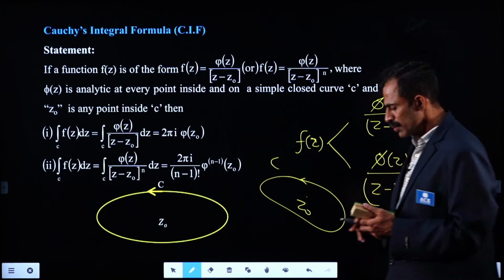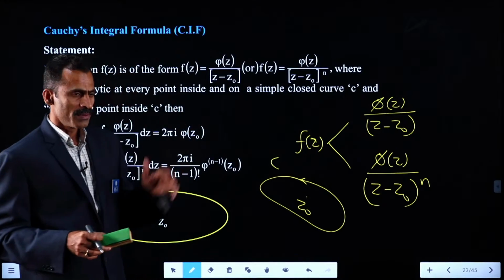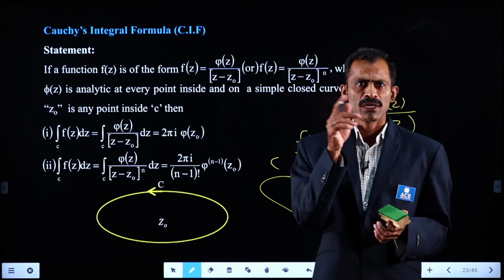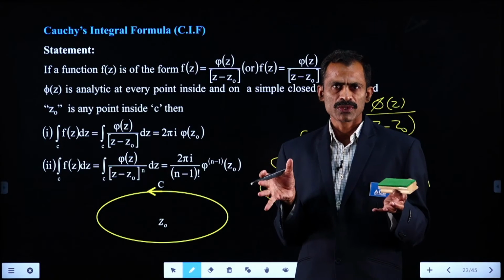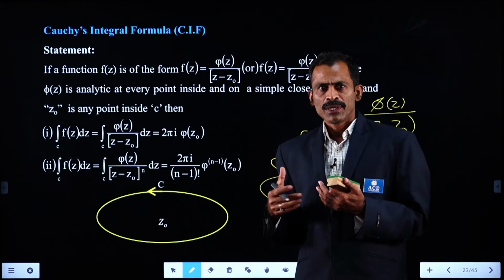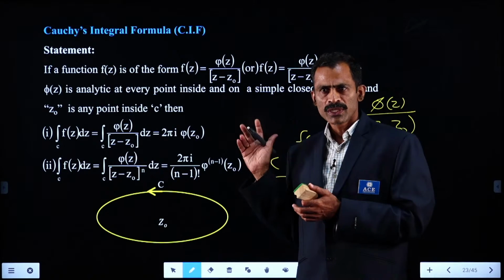So we have two theorems. One is Cauchy's theorem, the other is Cauchy's integral formula. Using these two theorems, we try to evaluate the integral of a complex function along the given closed curves. That closed curve may be of any form, but we do the problems for closed curves using these theorems.